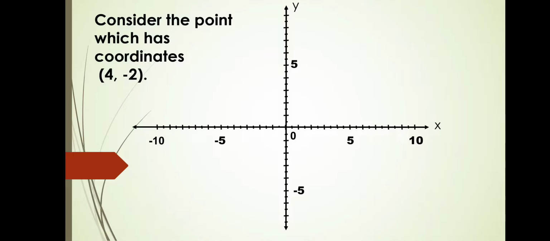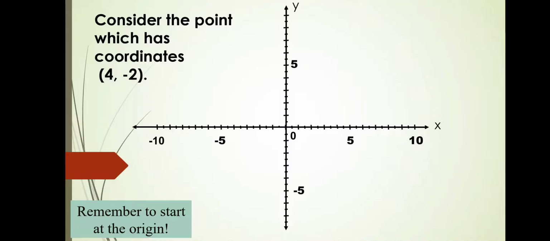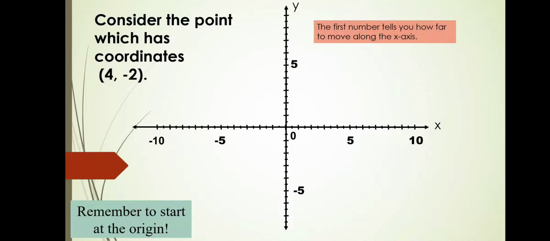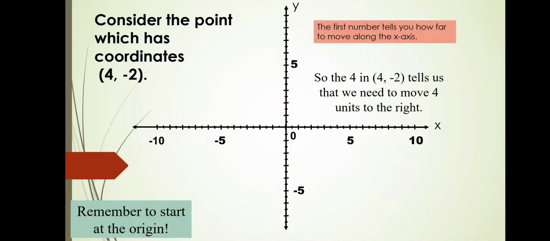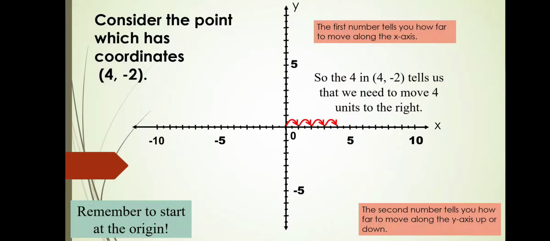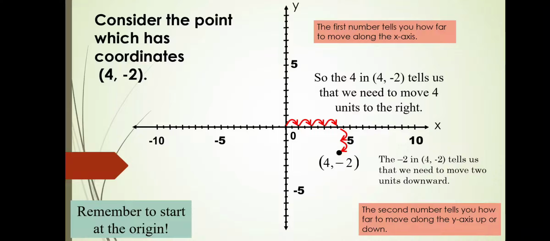Do you have your answers? Let's check. Remember to start at the origin. The first number tells you how far to move along the x-axis. So the 4 in point (4, -2) tells us that we need to move 4 units to the right. The second number tells you how far to move along the y-axis, up or down. The -2 in (4, -2) tells us that we need to move 2 units downward. So there is the point (4, -2).